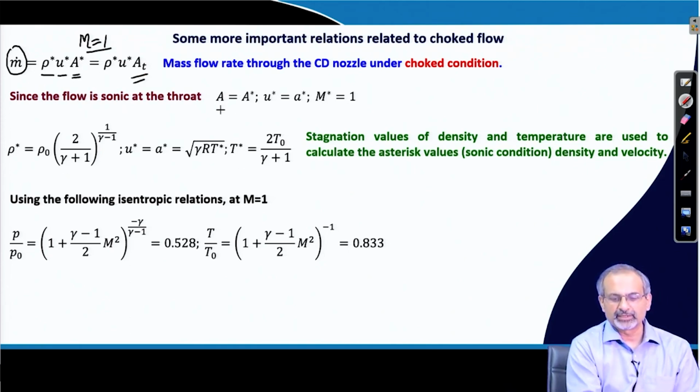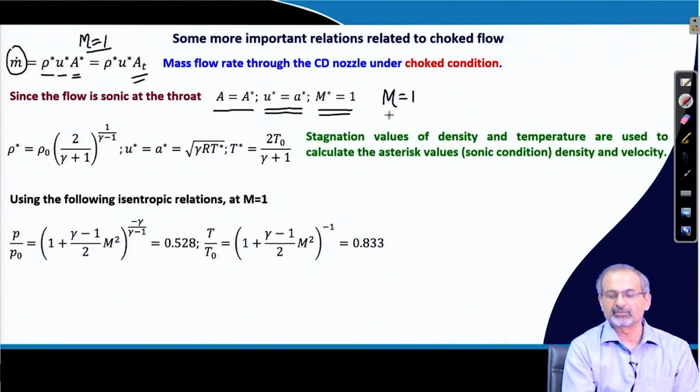So, for a sonic condition at the throat, A t is equal to A star, u star is equal to a star, M star is equal to 1. Of course, M is also equal to 1. So, at sonic condition, M and M star are identical.